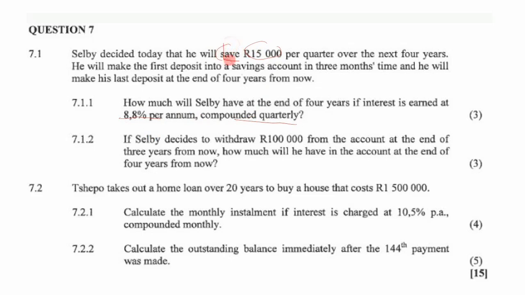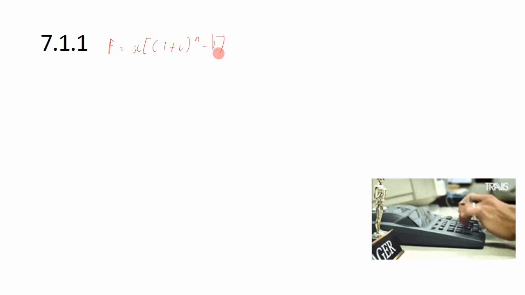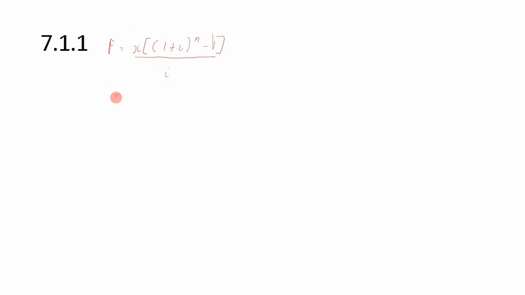So now, since we are told that he's saving, we know this is future value, and then the 15,000 here, this is our fixed deposit. So these are the X amounts, right? Then having to tackle 7.1.1, we know we use our future value. Then the fixed deposits are your 15,000.